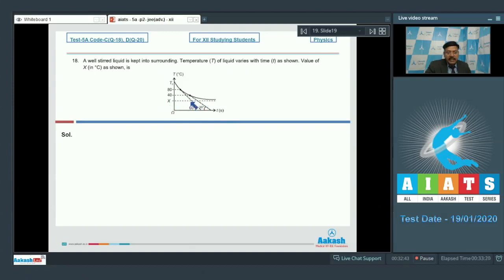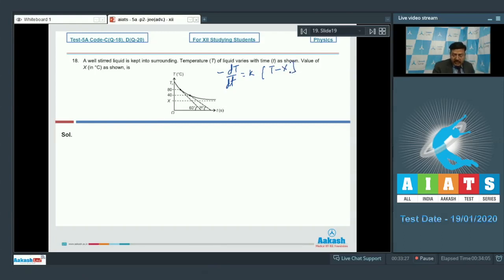From this it's clear that X is the temperature of the surrounding, because as t tends towards infinity, the temperature of the liquid tends towards X. So the question is based on Newton's law of cooling. Newton's law of cooling simply says that the rate of cooling, that means minus dT by dt, where capital T is for temperature and small t is for time, is equal to some constant of proportionality times T minus the surrounding temperature, which we can put as X here, right?